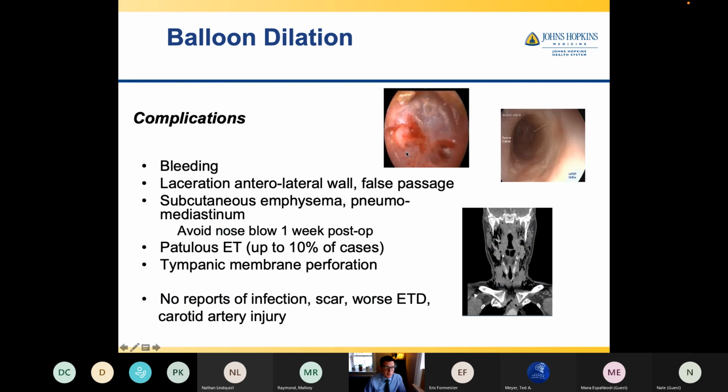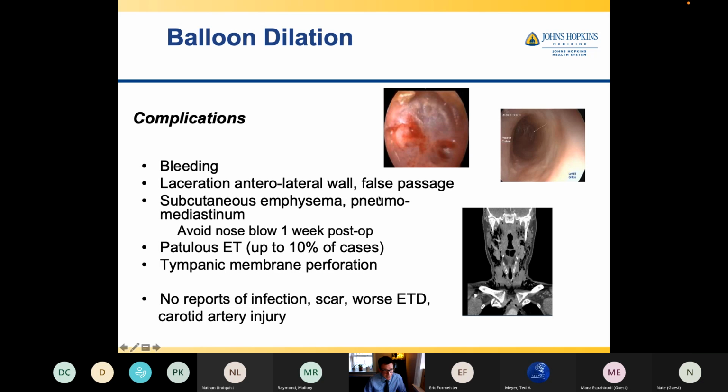So, complications. There can be some bleeding. They're not always as clean as that video I showed you. Sometimes people have really big septal spurs and it causes bleeding. And unfortunately, where it bleeds is right onto the eustachian tube. So I wouldn't recommend doing a septoplasty before doing a balloon dilation procedure. Bleeding is usually pretty minimal, though. You can get some lacerations of the anterolateral wall that can create a false passage, as shown here.